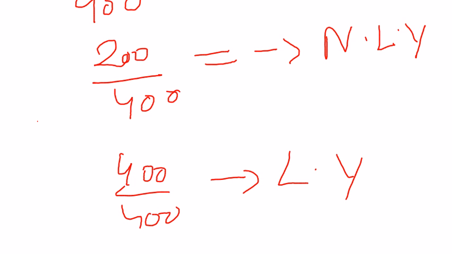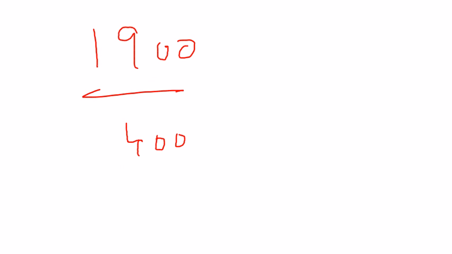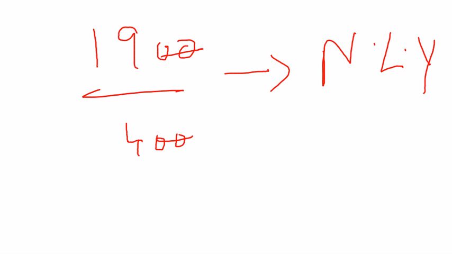Similarly, if I'm going to check for the year 1900, let me divide it by 400, as it is a century. The remainder doesn't come out to be 0, so that means it's a non-leap year. So this is the basic concept of checking whether a particular year is a leap year or not.